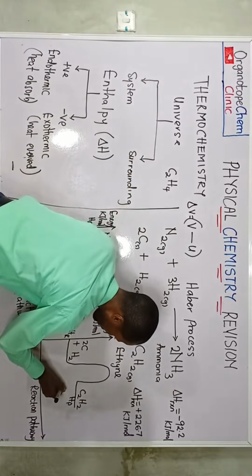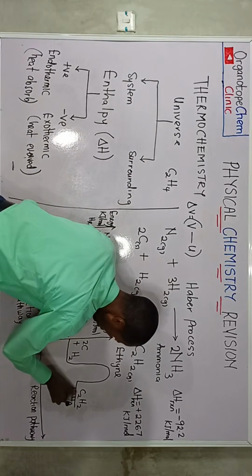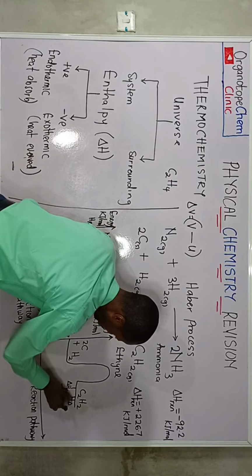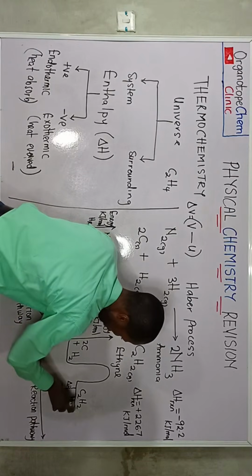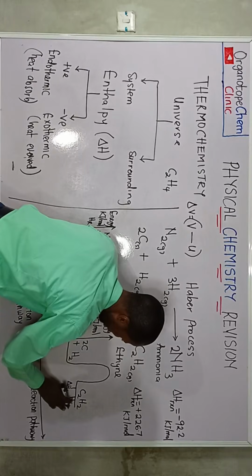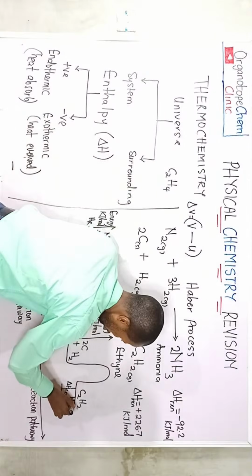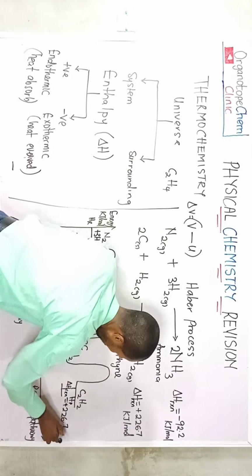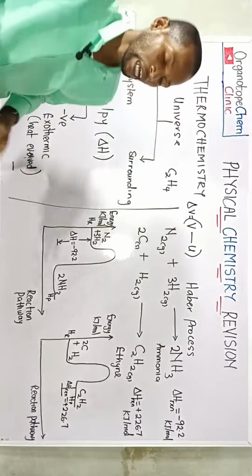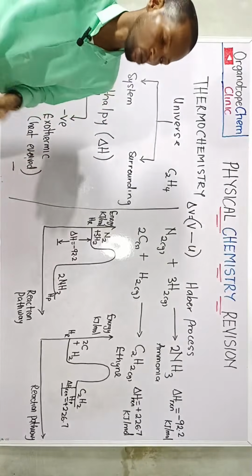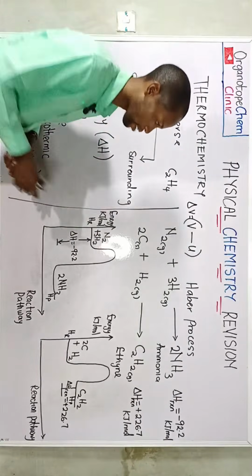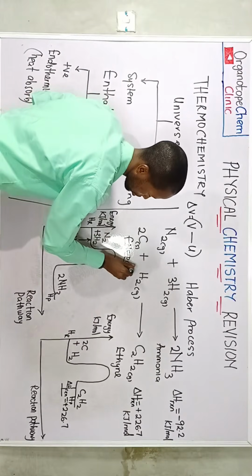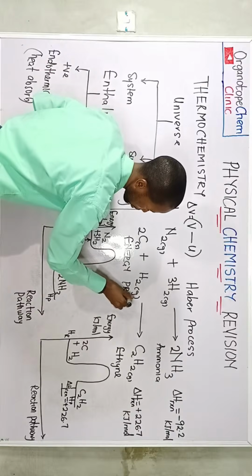So the difference here, we're going to have delta H reaction. What's the value for delta H reaction? We have plus 226.7. Now there are other features that we are expected to indicate on the energy profile diagram. Energy profile.